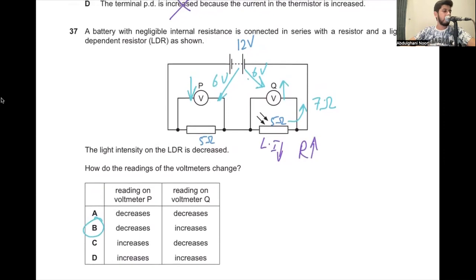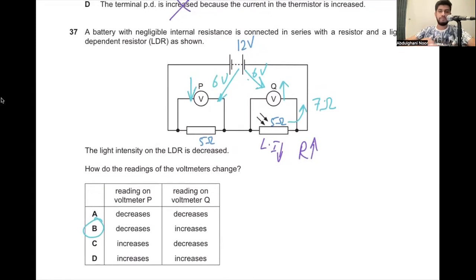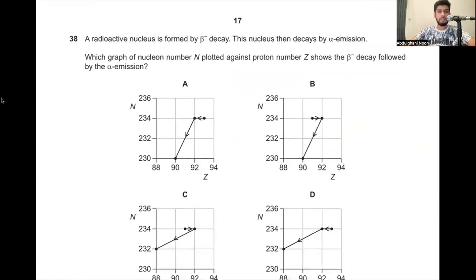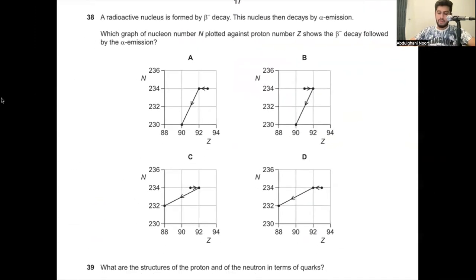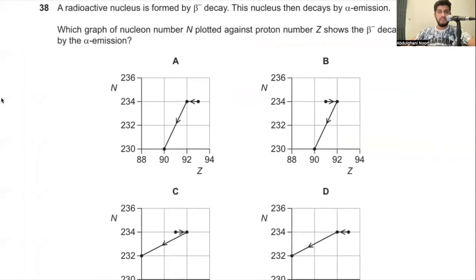I'll move on to 38 now. Question 38. A radioactive nuclei is formed by a beta minus decay. The nucleus then decays by an alpha emission. Which graph of nucleon number n plotted against proton number z shows the beta decay followed by the alpha emission?